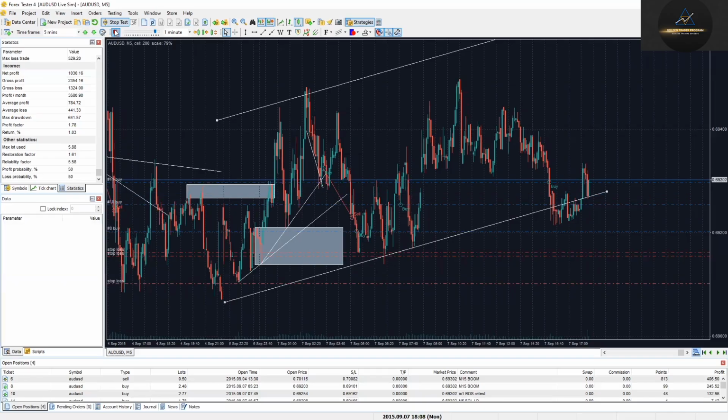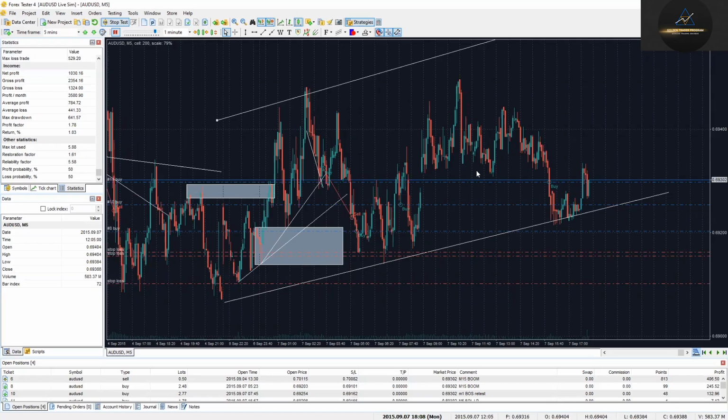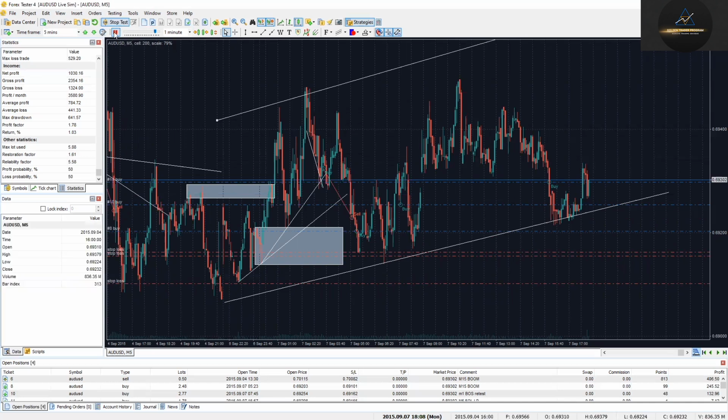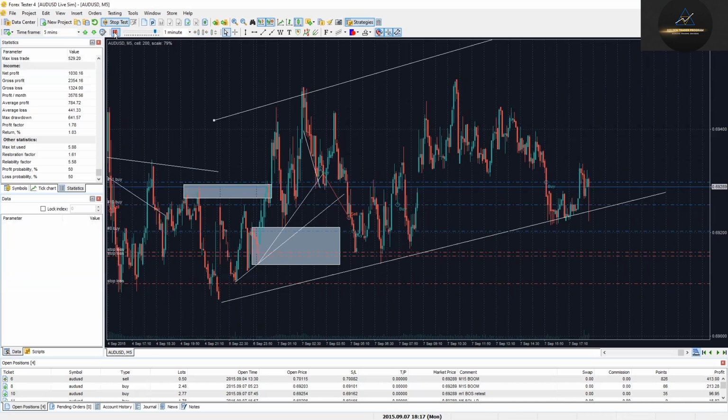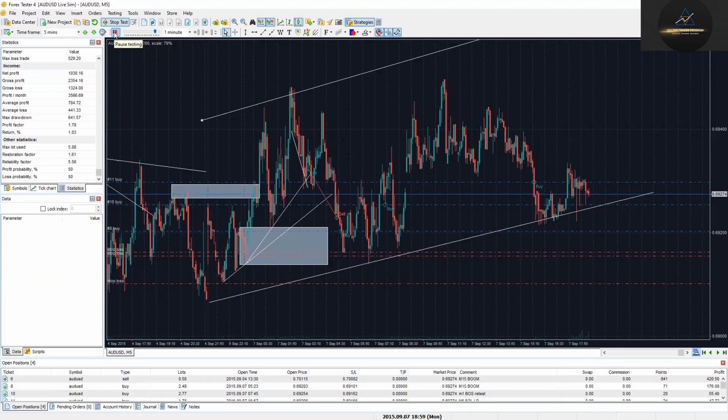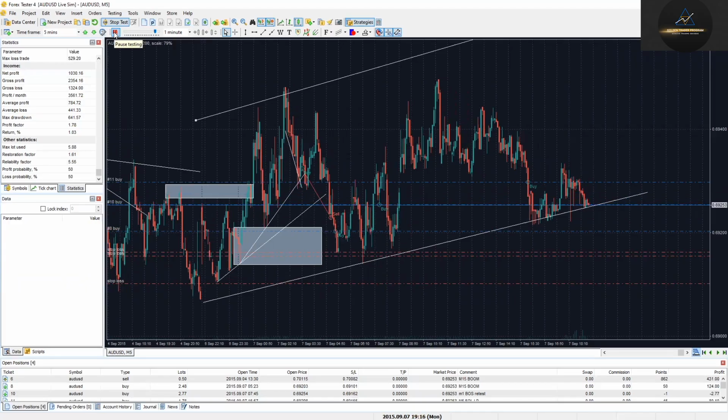Bam, boomerang. So this was an actual fair tap right there. Potential. Okay, let's keep going.